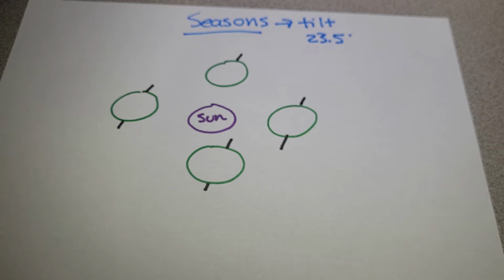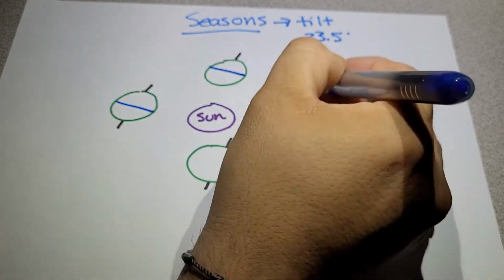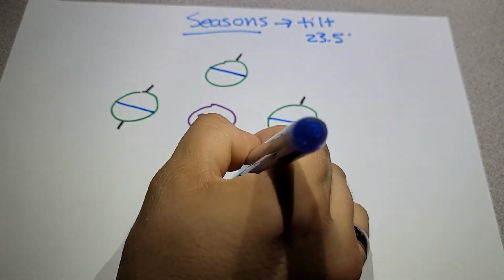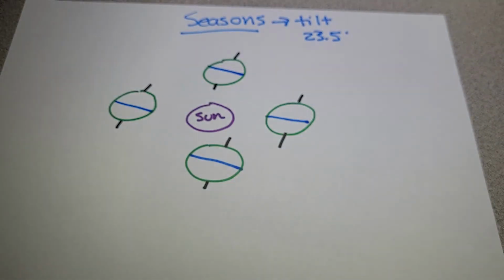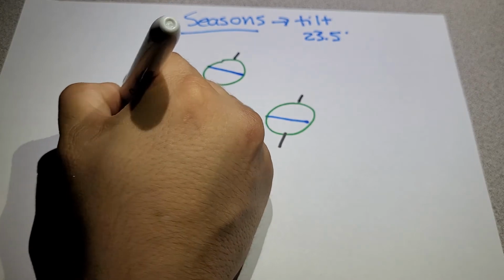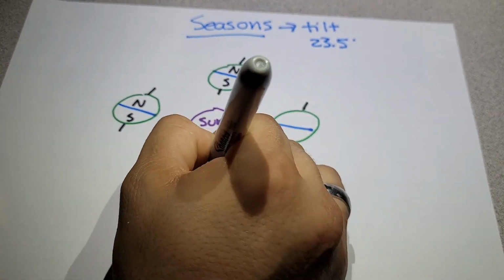Now, one of the things we need to do with our diagrams is divide the hemispheres. So I'm going to divide my hemispheres also with a tilt. So what does that line symbolize? It symbolizes the difference between my north and south hemisphere. So I'm going to put an N and an S on all of them. Just helps me understand what I'm looking at.